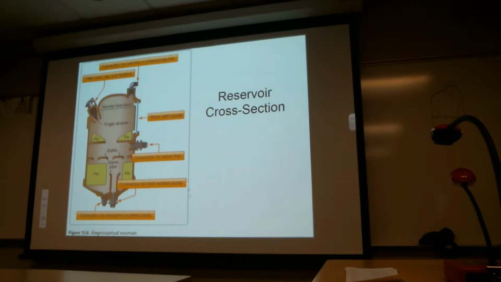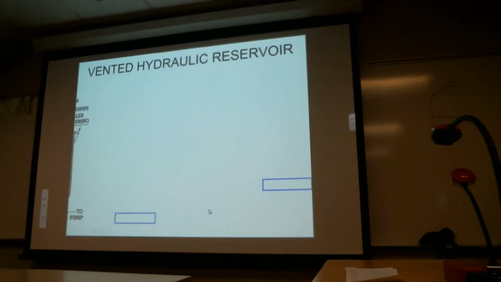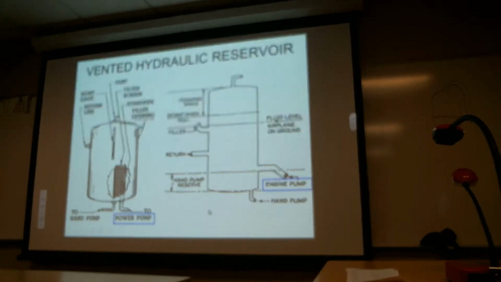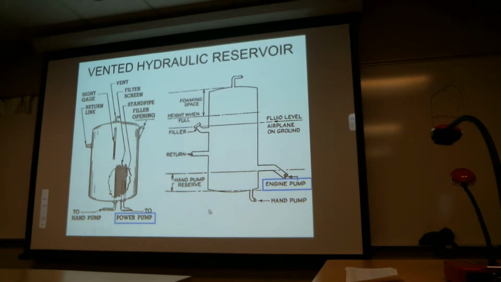So, okay. Here's another reservoir from a really old book. This one uses staggered outlets on the one on the right. But again, the engine-driven pump is on the top, and the one for the hand pump is on the bottom. The reserve is really the difference in space between the two. And we've got some foaming space. There would be expansion space as well. And the filler neck opening uses a sight glass, and this one has a standpipe in it.